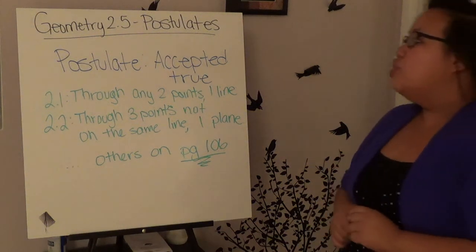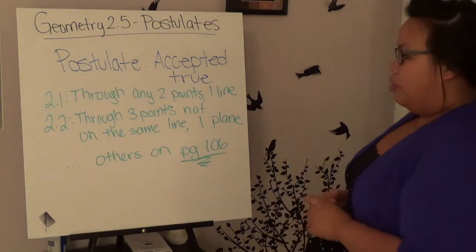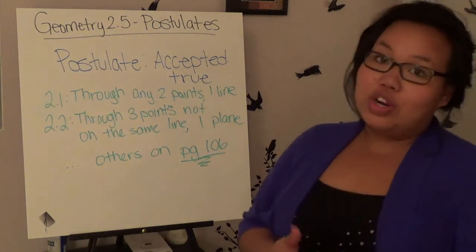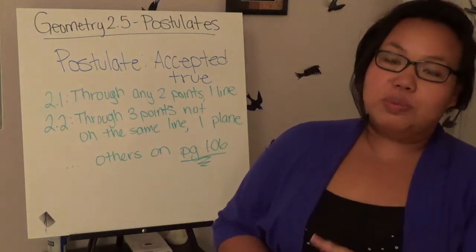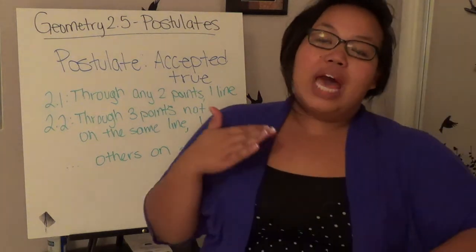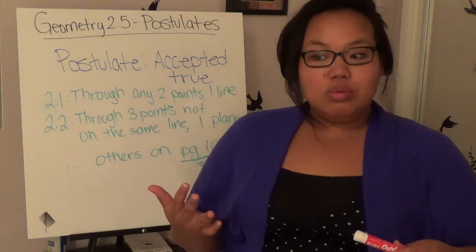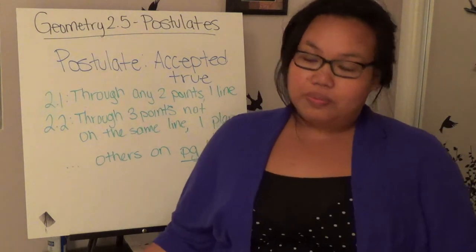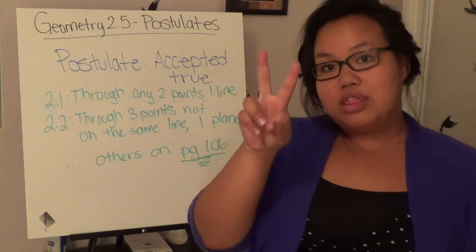In Geometry Section 2.5, we're going to be dealing with postulates and theorems and proofs. So this is going to be the start of what a lot of people are complaining about in geometry, which is our proofs. We're going to start slow and sort of ease into it. But in order for you to actually do proofs, you have to understand how to prove certain statements true. What that means is there are two things you're going to be dealing with: postulates and theorems.